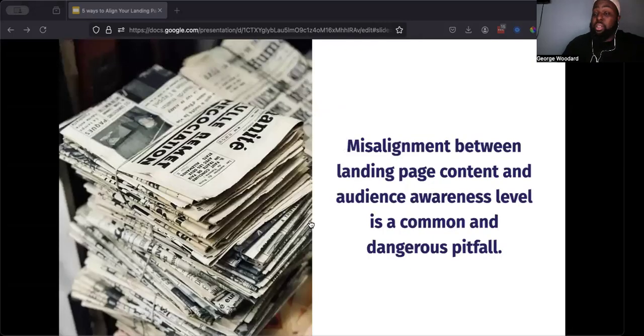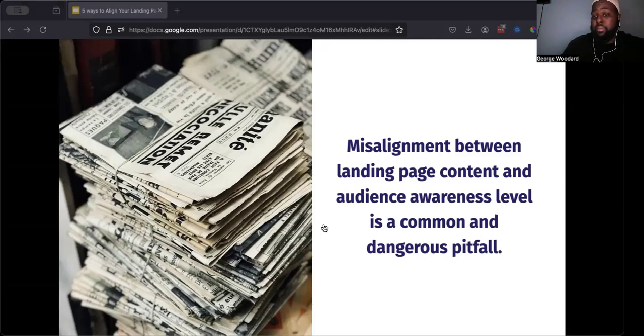So to understand that, you also need to understand misalignment between your landing page content and your audience awareness level is a common pitfall, but it's a very dangerous one. There are a couple of problems that happen at each stage based on this chart right here, and it's not uncommon for it to happen. That's why A/B testing, if you've ever heard of A/B testing, which in just a nutshell is testing what works, what doesn't work, removing what doesn't work, and continuously iterating on what works. Doing A/B testing on your landing pages is baseline. You have to do it.